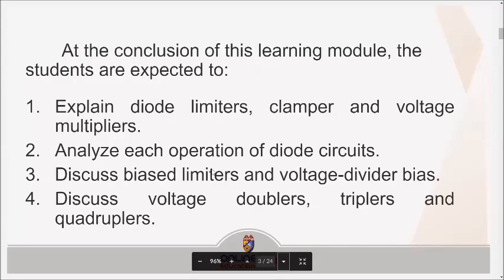At the conclusion of this learning module, students are expected to explain the difference between diode limiter, clamper, and voltage multiplier. Then we also analyze each operation of diode circuits. Then we will also discuss bias limiter and voltage divider bias. Then in this module, we'll also discuss voltage doublers, triplers, and quadruplers. Okay, we start.